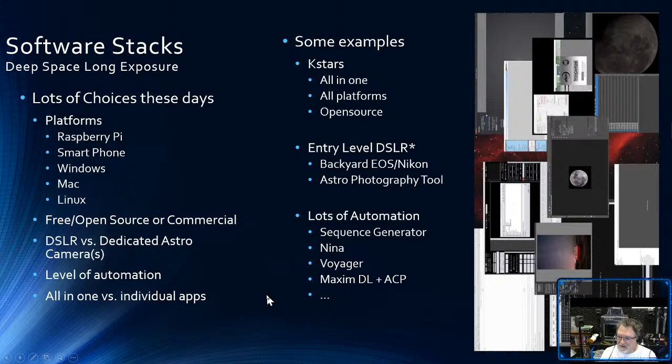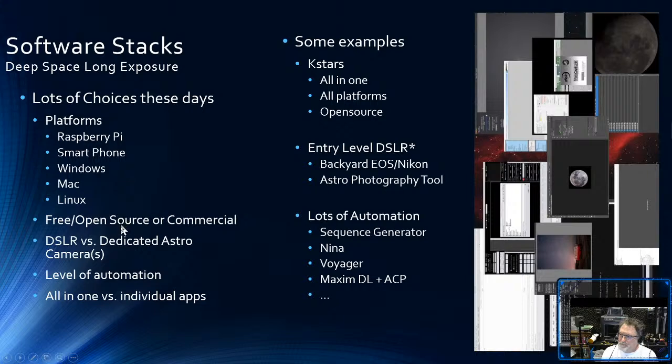It used to be, in my worldview, it was Backyard Nikon and Backyard EOS for DSLRs and Sequence Generator Pro for everything else. And there were more, but those were the big ones, right? But now, first of all, you've got multiple platforms. You've got Raspberry Pis. Some people image with their smartphones or tablets. You've always had Windows. People want to use Macs. There's Linux. So there are all these different platforms now. And now there's free and open source or commercial software for doing all this stuff.